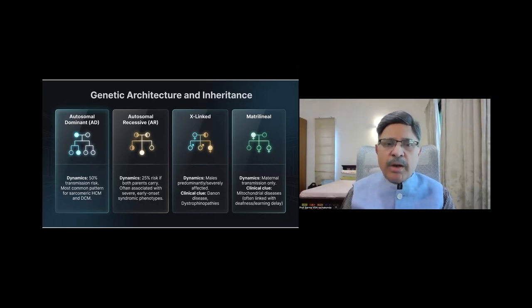Autosomal recessive, dynamic, 25% risk if both parents carry the gene, offending gene, often associated with severe early onset syndromic phenotype. So if a patient has got early onset cardiomyopathy and has got syndromic phenotypes, most likely it is autosomal recessive. And there is a 25% risk if both the parents are the carriers. Autosomal dominant, usually HCM and DCM, and 50% risk of the offspring developing it.